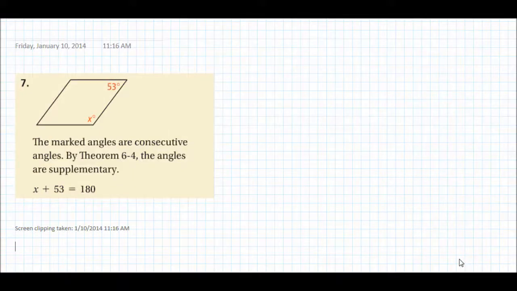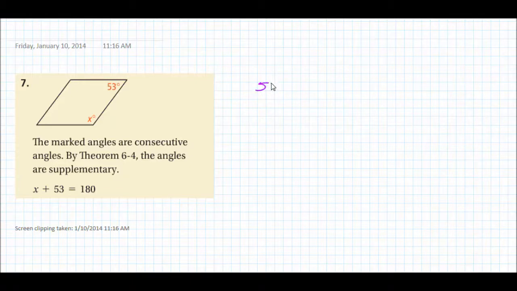Chapter 6.2 Homework Solutions. Number 7. It lets us know this is a parallelogram, and what we need to know is that the marked angles are consecutive angles, and by Theorem 6.4 the angles are supplementary. So to set this up, we know those two angles must equal 180.